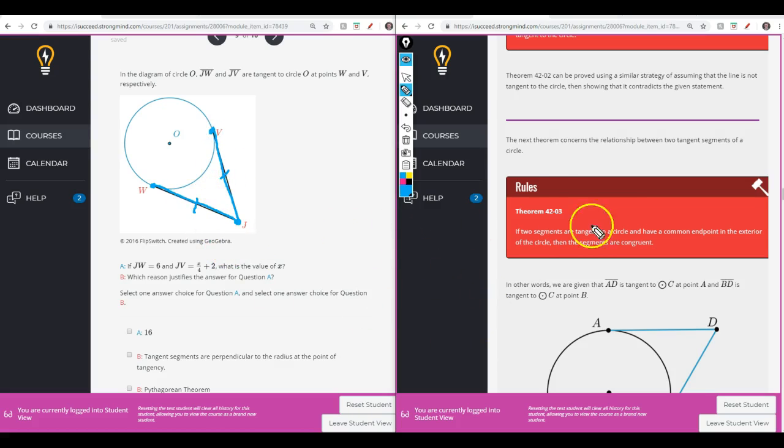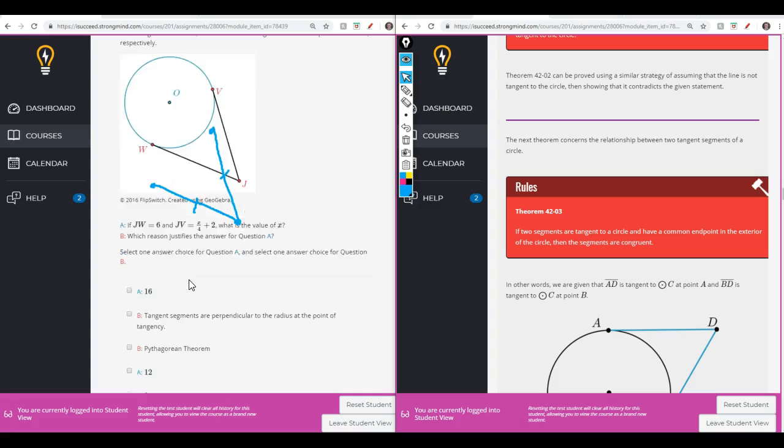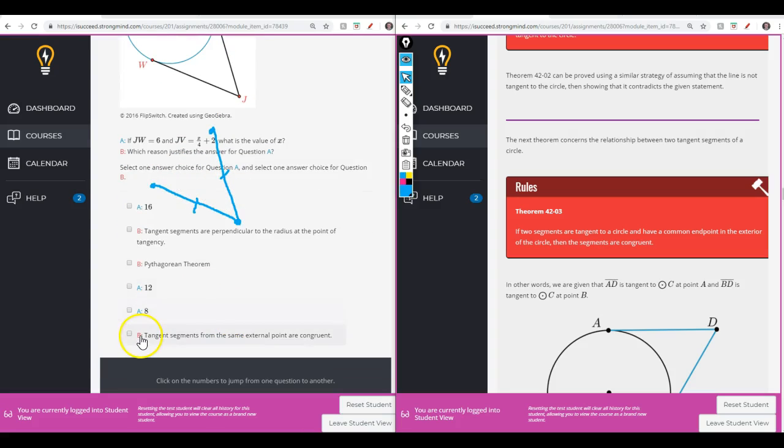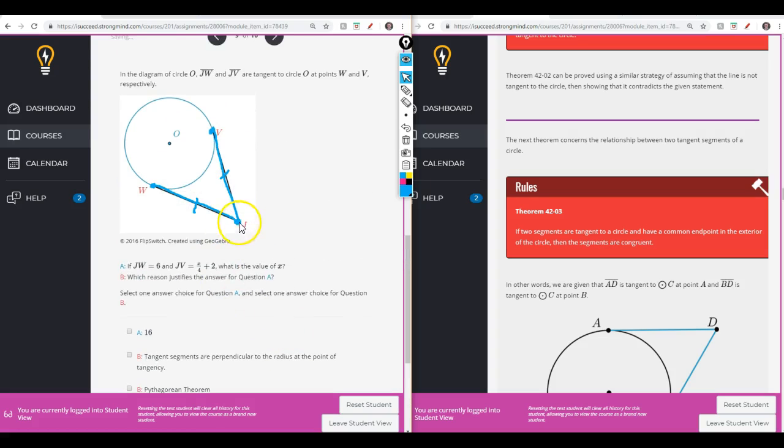That's the one that we are going to use for this because it allows us to create an equation. So statement B would be tangent segments from the same external point are congruent. Same external point, point J. That is what it's talking about by same external point.